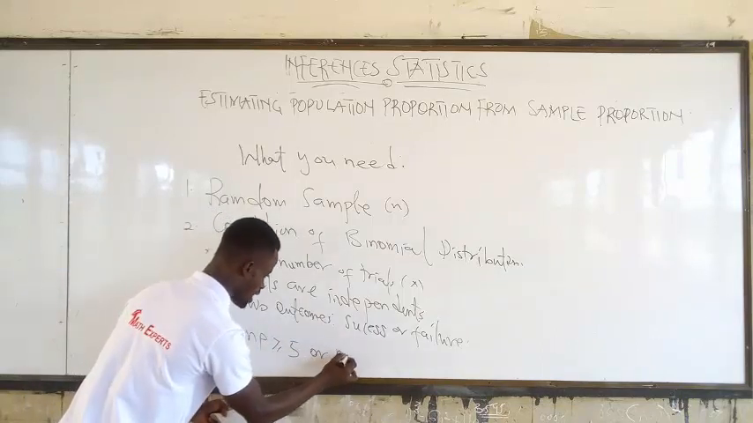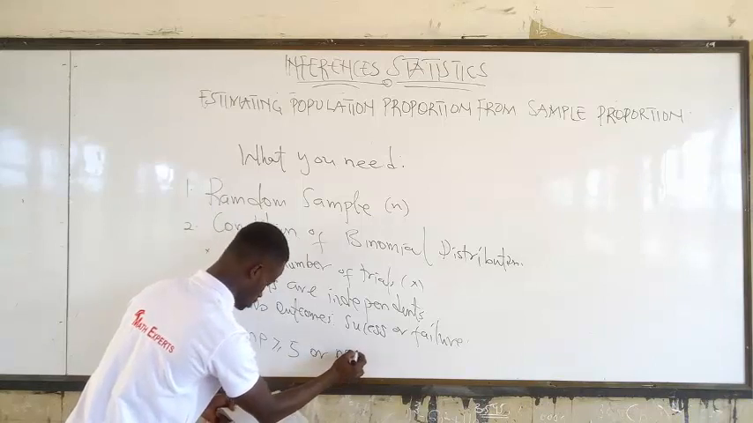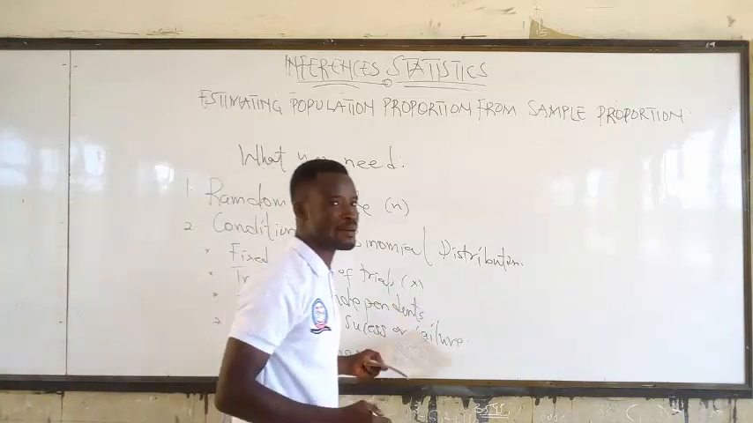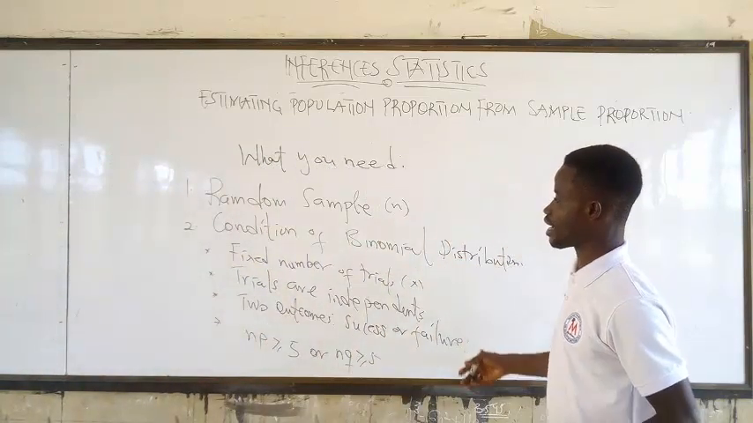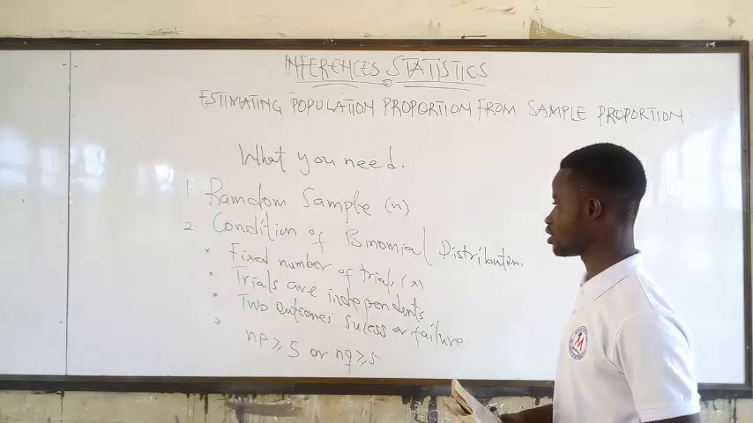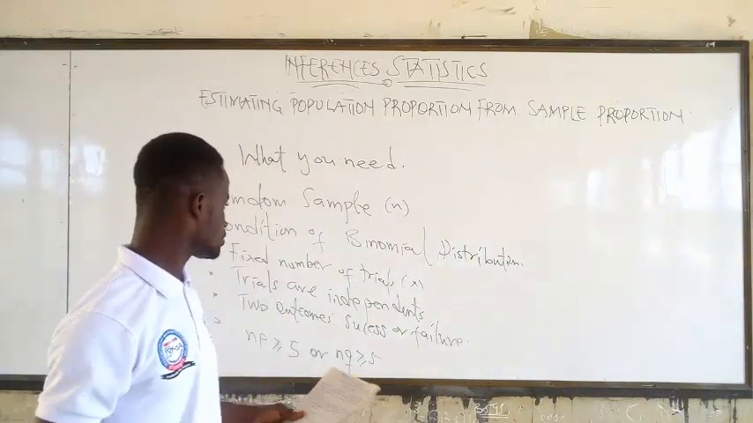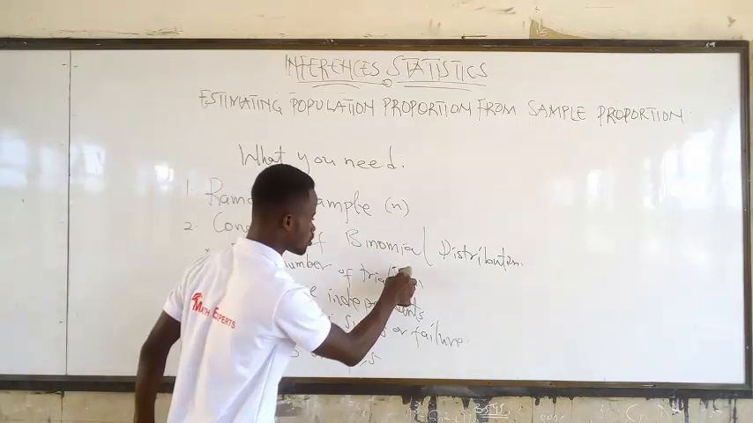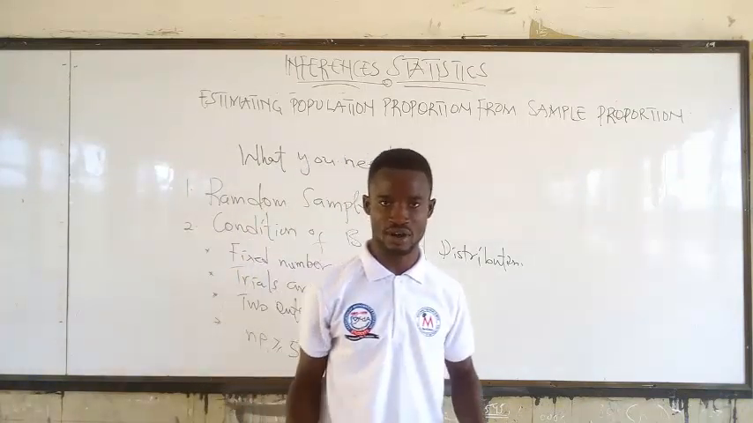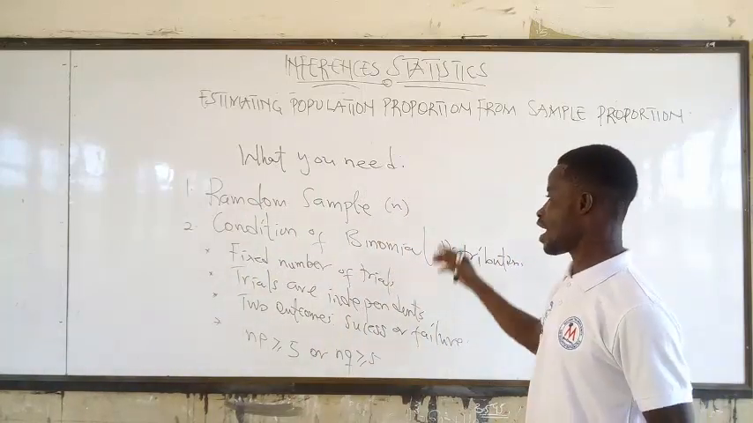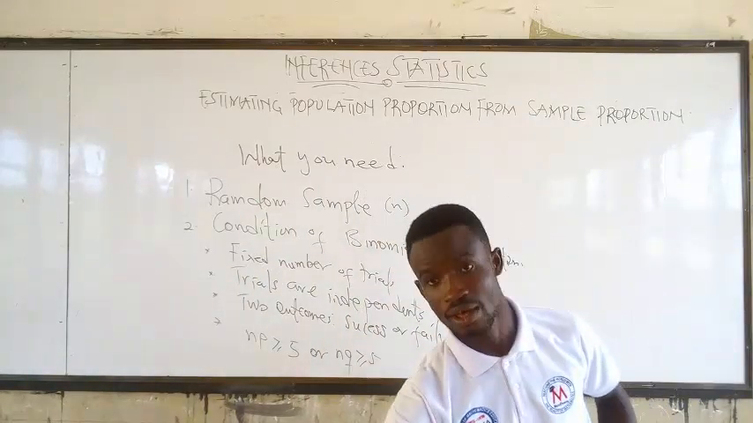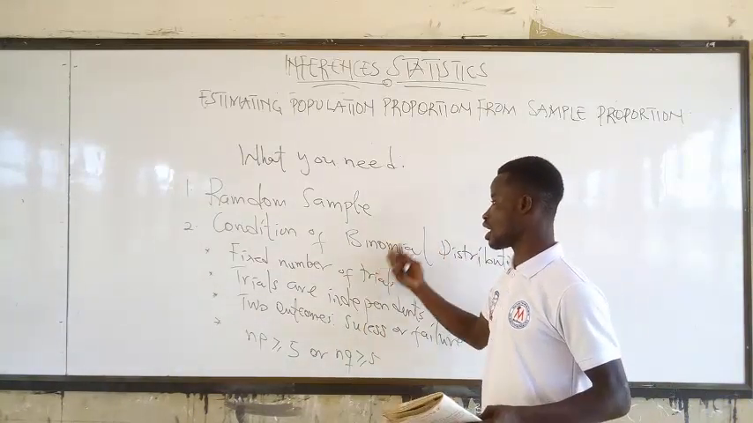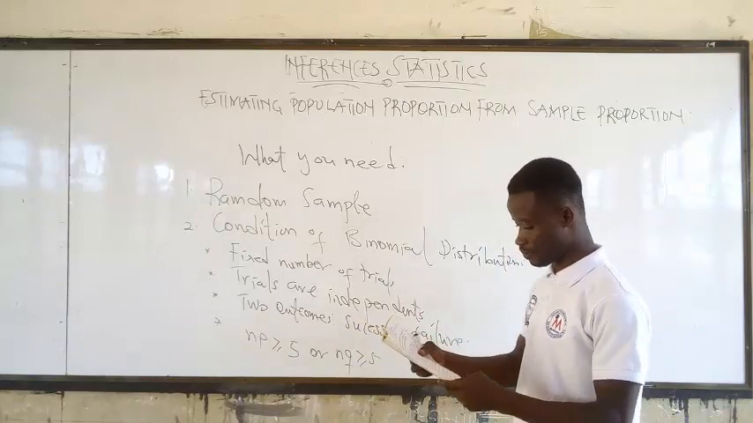Or n times q should be greater than or equal to what? 5. So these are the requirements that you need here. These are the requirements that you need here. So that's that. Alright. Let's ignore this. Alright, so now that's what we have here. These are the requirements that you need to know under this section.